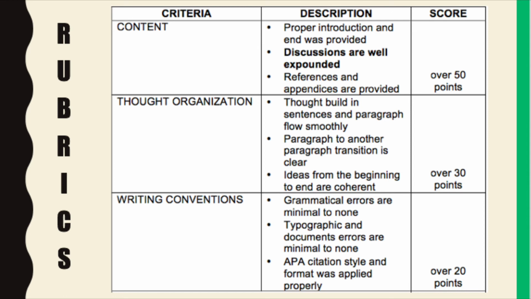Next criteria, we have thought organization. Thought organization is 30 points. In thought organization, we will be looking at how you organize your ideas, such as sentences and paragraph formation. So hopefully your sentences and your paragraph will flow smoothly. I have experienced this wherein a certain student wrote a sentence, but it's not an actual sentence. It's not a sentence because it's just a phrase. There's a missing part of the sentence. Remember, a sentence should have a subject and a predicate.